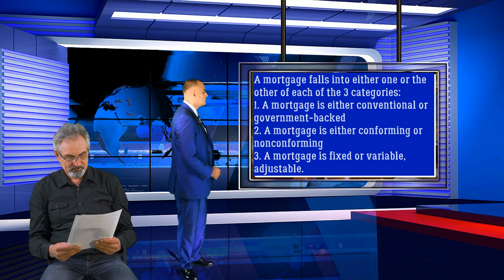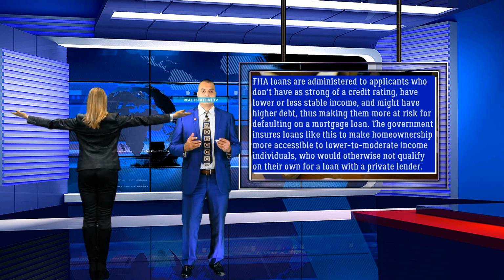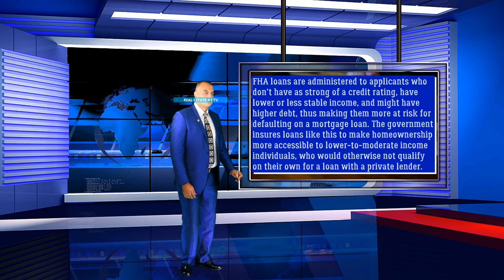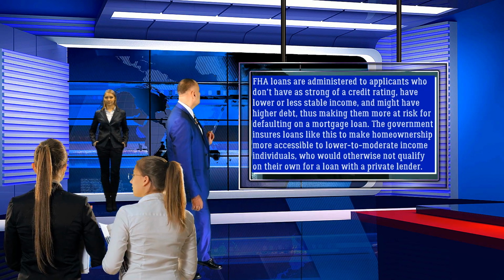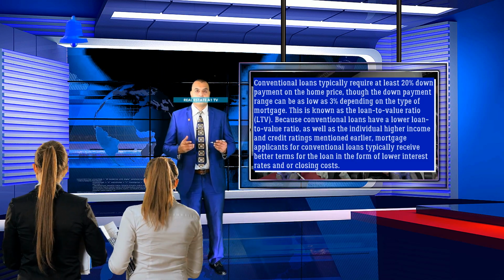Conventional mortgages are typically issued to mortgage applicants with a high credit rating, stable, well-paying income, and low debt. Lenders do not require government backing to underwrite these loans because the applicant is at a low risk to default. FHA loans are typically administered to applicants who don't have as strong of a credit rating, have lower or less stable income, and might have higher debt, thus making them more at risk for defaulting on a mortgage loan. The government insures loans like this to make home ownership more accessible to lower to moderate income individuals, who would otherwise not qualify on their own for a loan with a private lender.